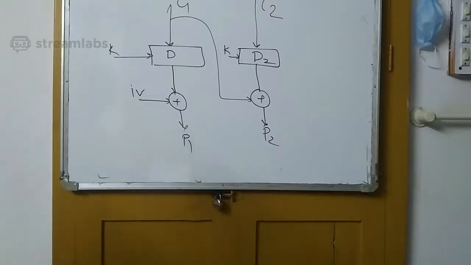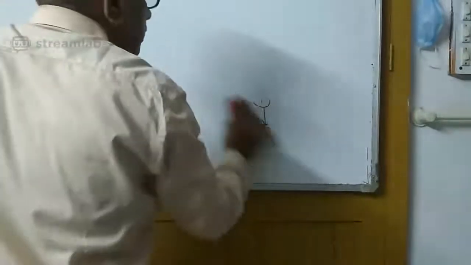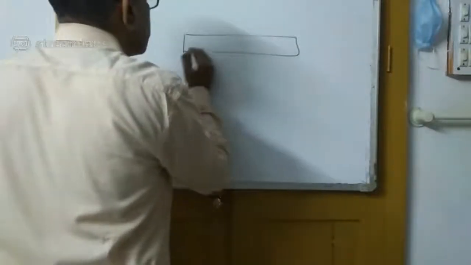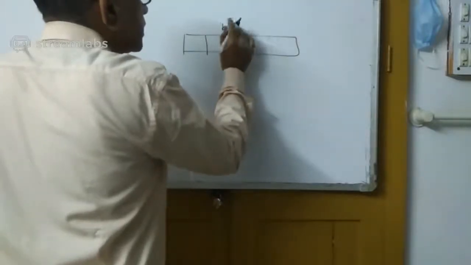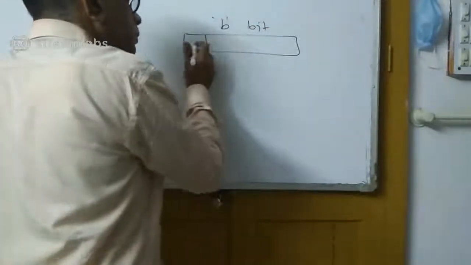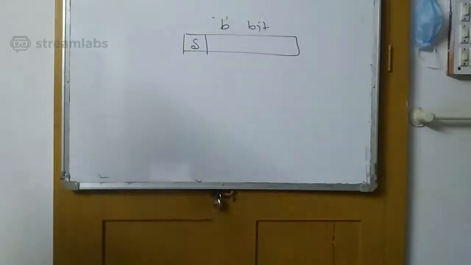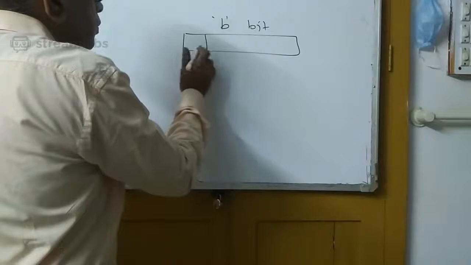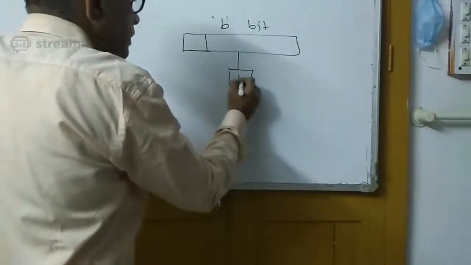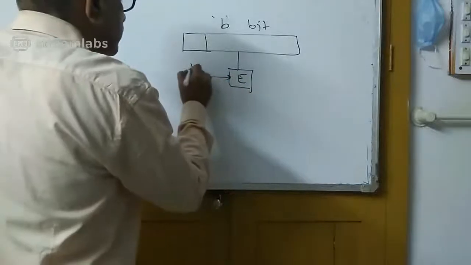Okay, so next is cipher feedback mode, CFB mode. This is one more mode, slightly different from these. We will talk of using a shift register here, a B bit shift register. Out of this B bit, we are talking of selecting S bits, which is smaller than B. So this complete B bit gets encrypted with an encryption block, along with the key.